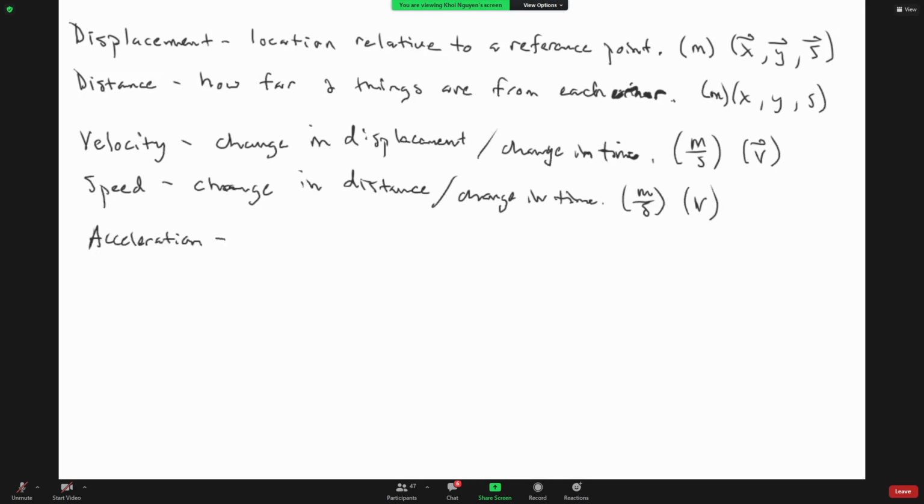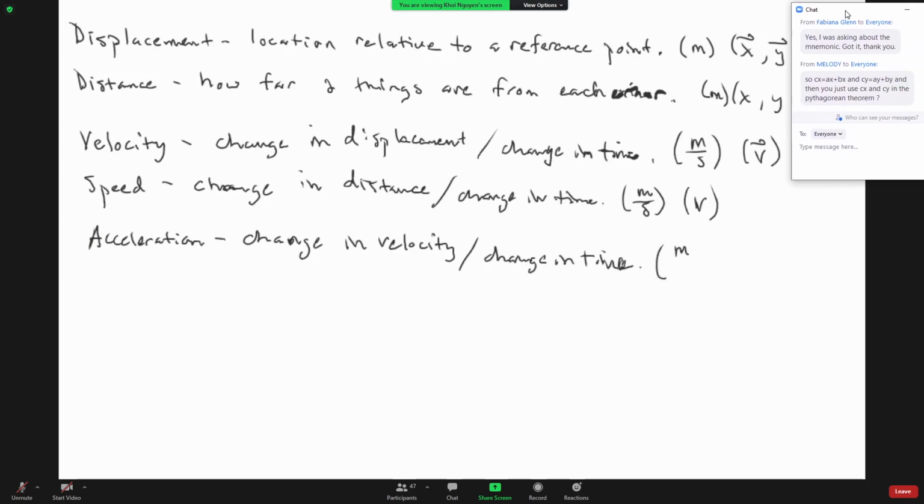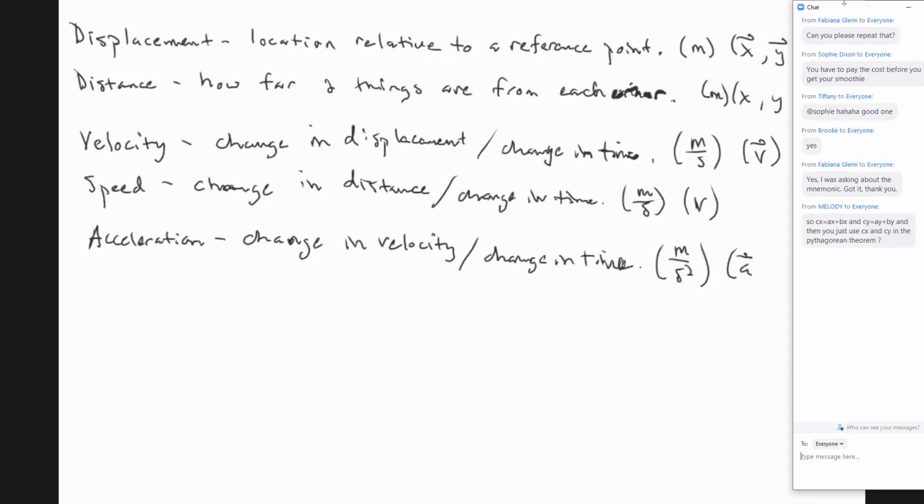And last but not least, in terms of vocabulary, acceleration. We define acceleration as the change in velocity over the change in time. The units are meters per second per second, otherwise known as meters per second squared. And it's denoted as a vector notation.